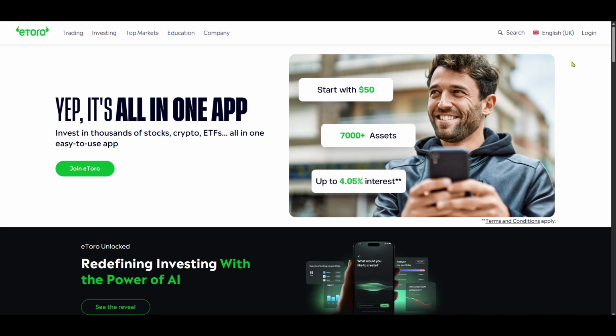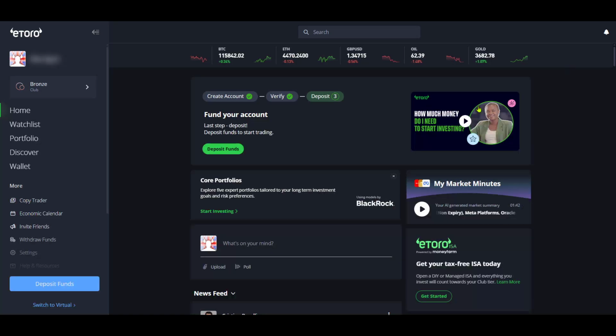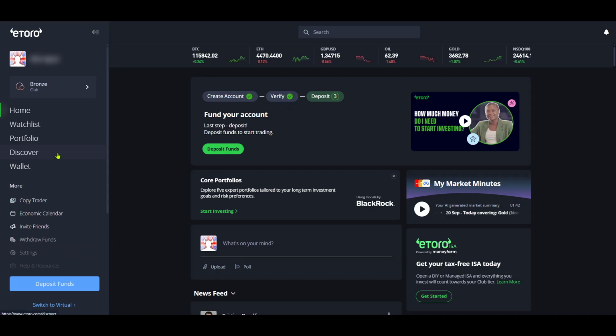Once you're logged in and on the eToro homepage, you'll want to navigate to the Discover section. This is where a wide range of assets will be laid out before you, much like a buffet of trading opportunities. The Discover tab is your main point of entry to uncovering the various assets available for trading. Take your time to browse through and identify the specific asset that piques your interest.